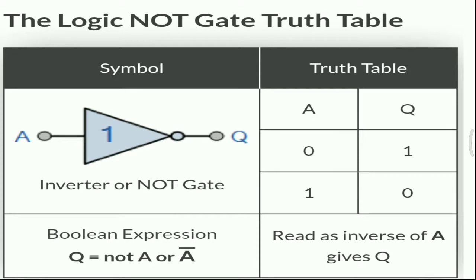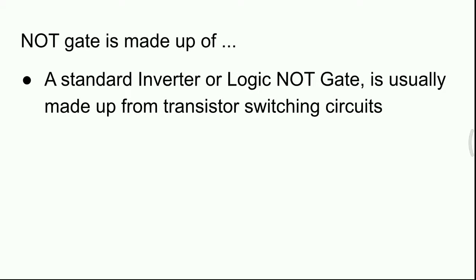Here you can see the symbol, truth table and Boolean expression of the logic NOT gate. Q is equal to NOT A. A standard inverter or logic NOT gate is usually made up from a transistor switching circuit. We'll discuss transistor switching circuits now.